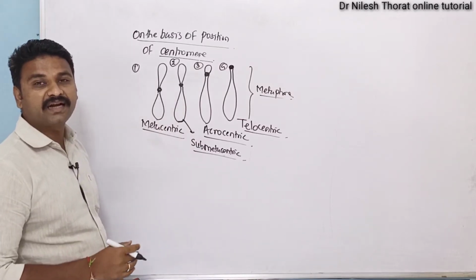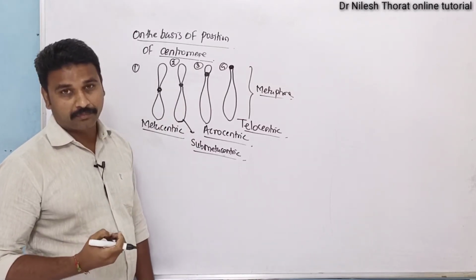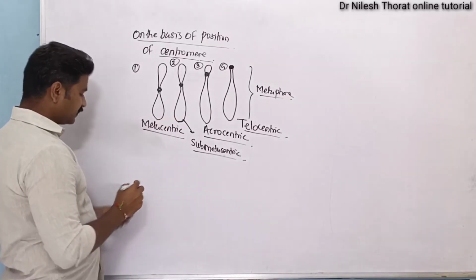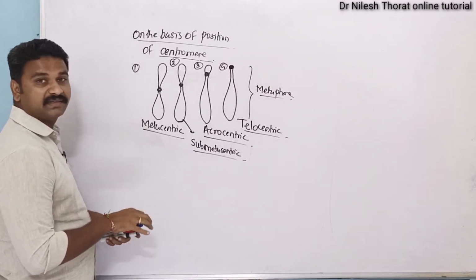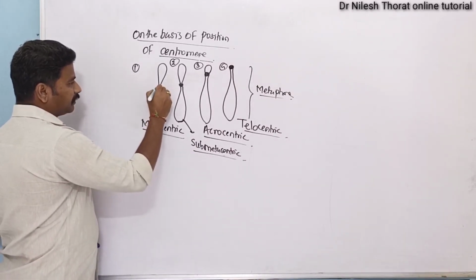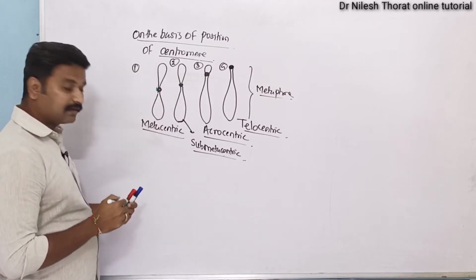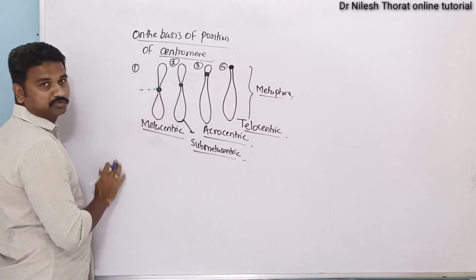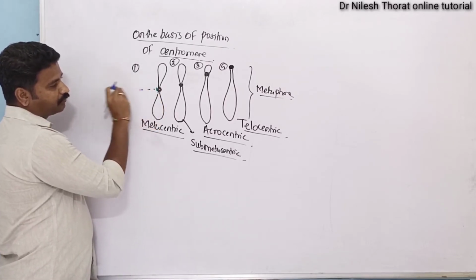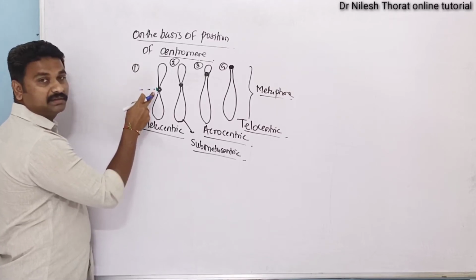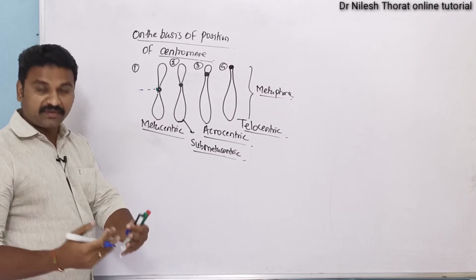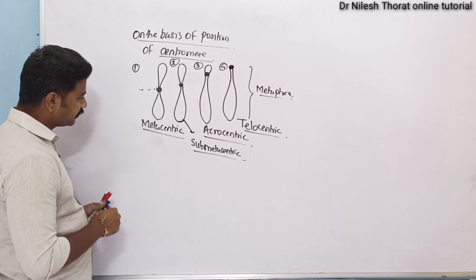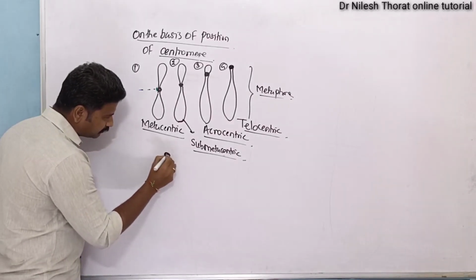But whenever the cell starts anaphase, due to the pulling effect of spindle fibers, these chromosomes will change shape. We have already discussed that the centromere has the kinetochores and the spindle fibers are attached to the kinetochore. So these are the spindle fibers which are going to pull this chromosome. Whenever we pull this chromosome from one side, the centromere will come first and both the arms will lag behind.